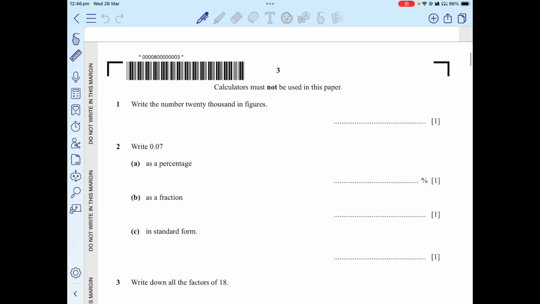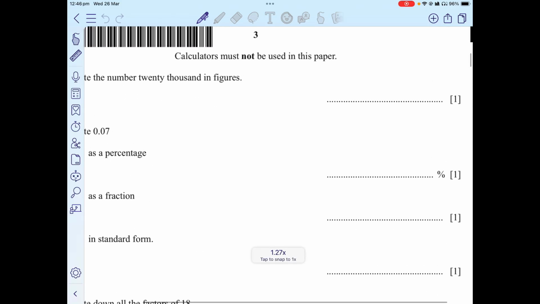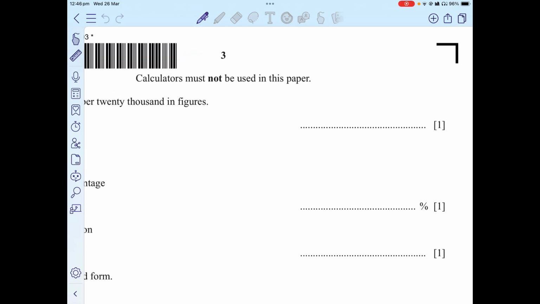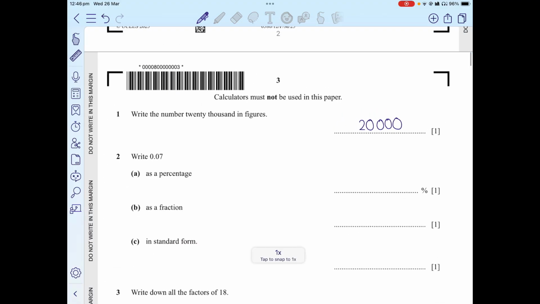All right. Now the first question is write the number 20,000 in figures. This is a pretty easy question. So 20 and 1,000 is 3 zeros, so 20,000. That would give you 1 mark. It's a very easy question.